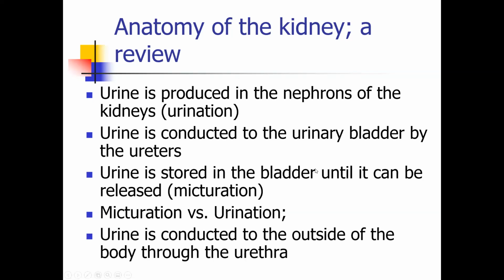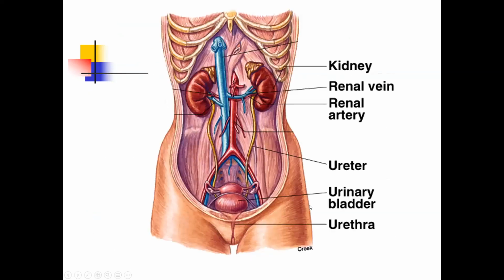Urine is conducted to the outside of the body through the urethra. You have one of those, longer in males than in females. Okay, pretty straightforward. There's a quick picture showing you how it's set up. We have the kidneys, the suprarenal or adrenal glands. We have blood vessels, renal vein, and renal artery going in. And then the ureter is conducting urine from the kidneys down to the bladder. This is a female. And then the urethra goes from the bladder to the outside of the body.